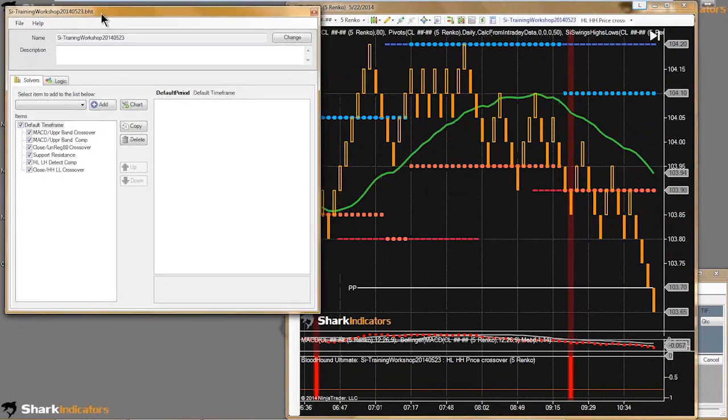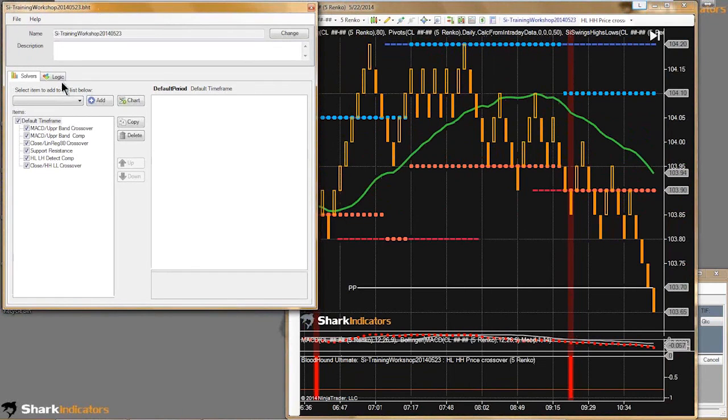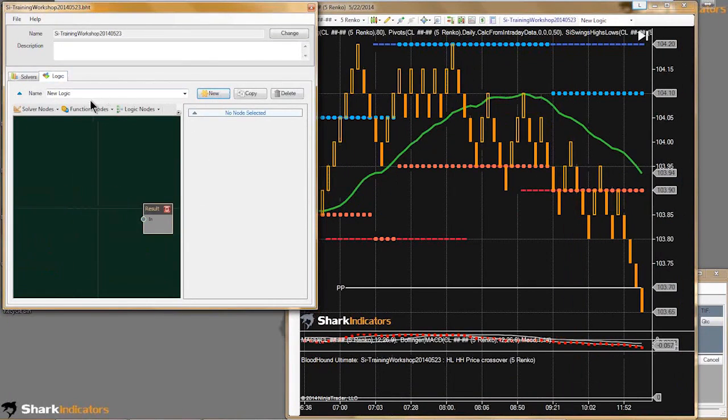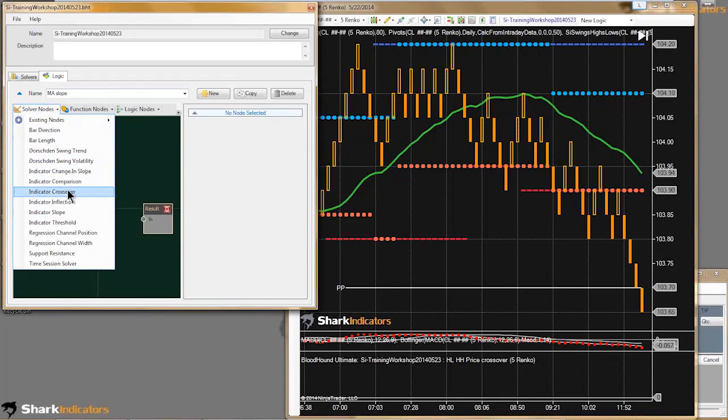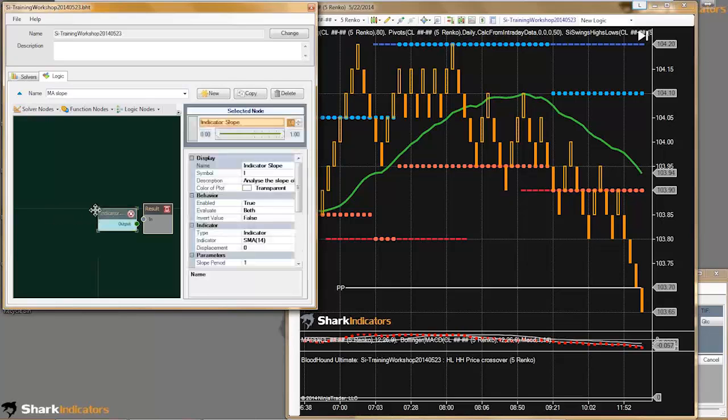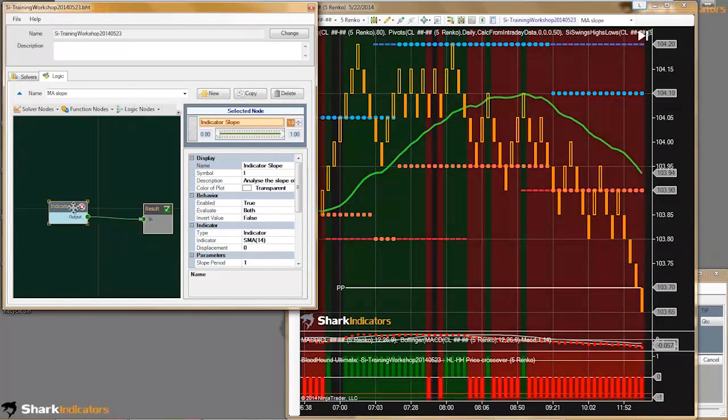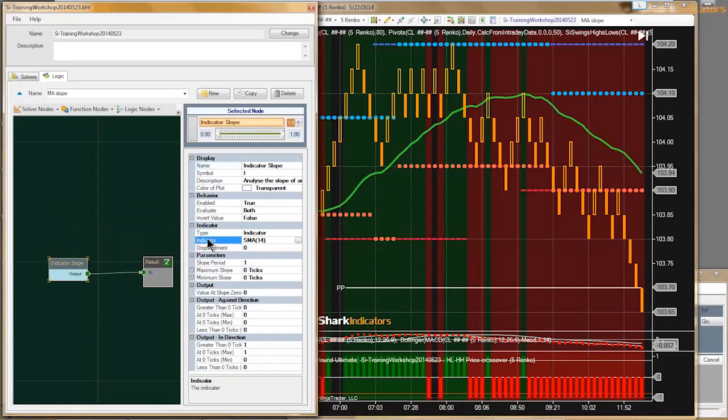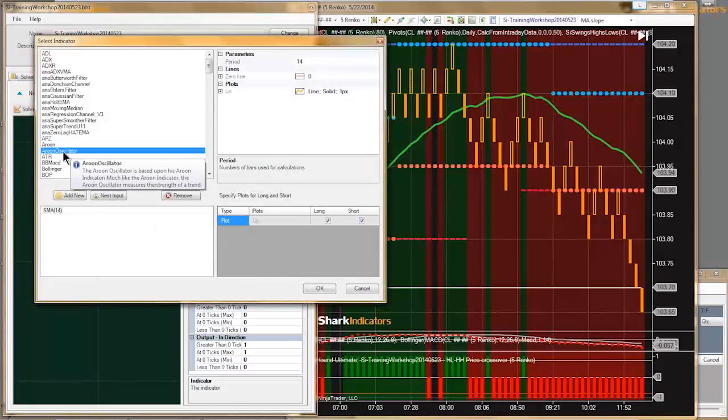Alright, so the way you work with checking the slope of a moving average, let me start a new logic template. Right, so an MA slope, and what we'll do is use the slope solver, down here under indicator slope. We'll plug that in, and right now you'll notice that it's defaulted to the SMA 14. So let's switch it over to the linear regression slope.